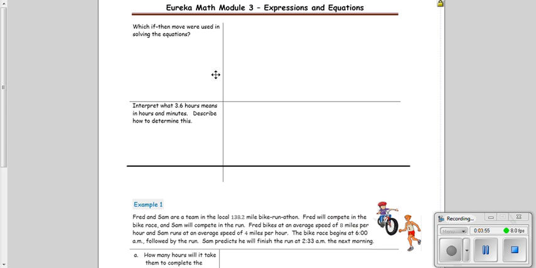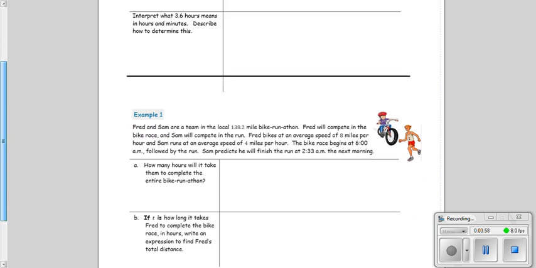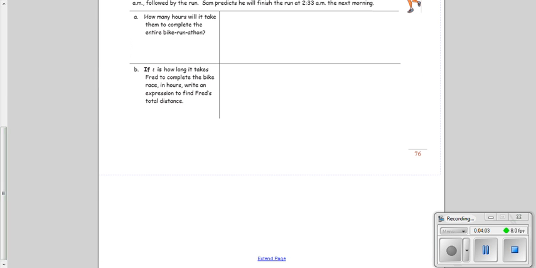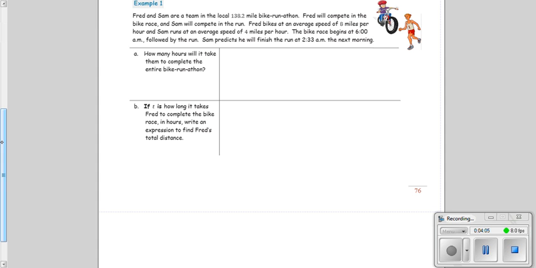We're going to skip the next 2 questions and move on to example 1. For example 1, Fred and Sam are a team in the local 138.2-mile bike run-a-thon. Fred will compete in the bike race and Sam will compete in the run. Fred bikes at an average speed of 8 miles per hour. Sam runs at an average speed of 4 miles per hour. The bike race begins at 6 a.m., followed by the run. Sam predicts he will finish the run at 2:33 a.m. the next morning.